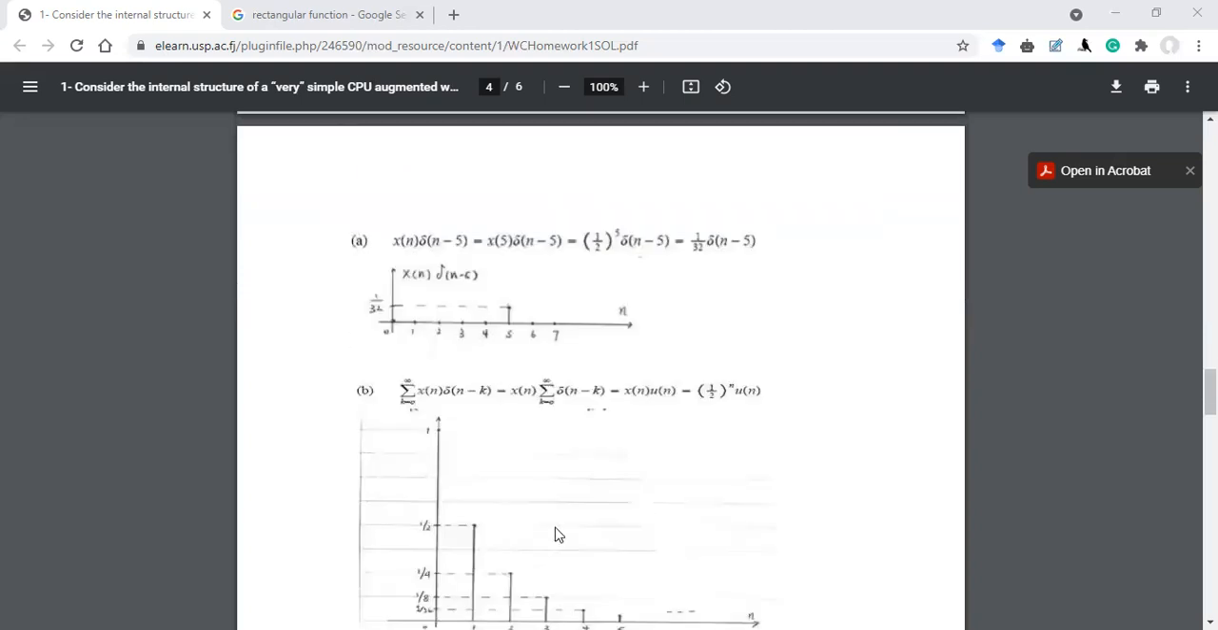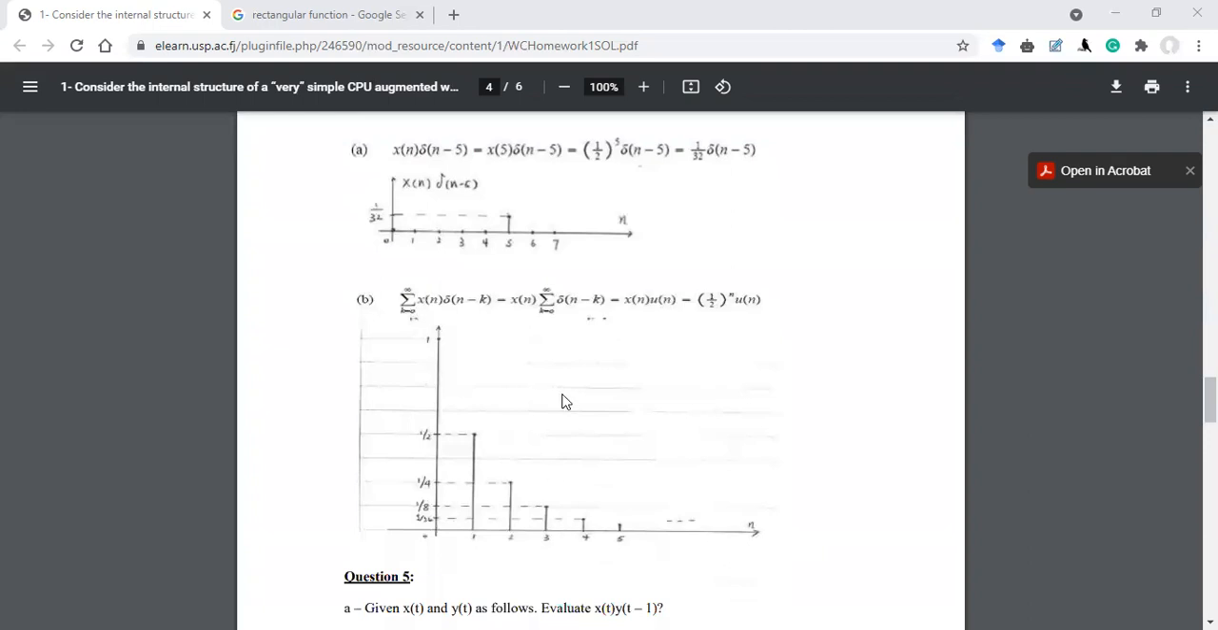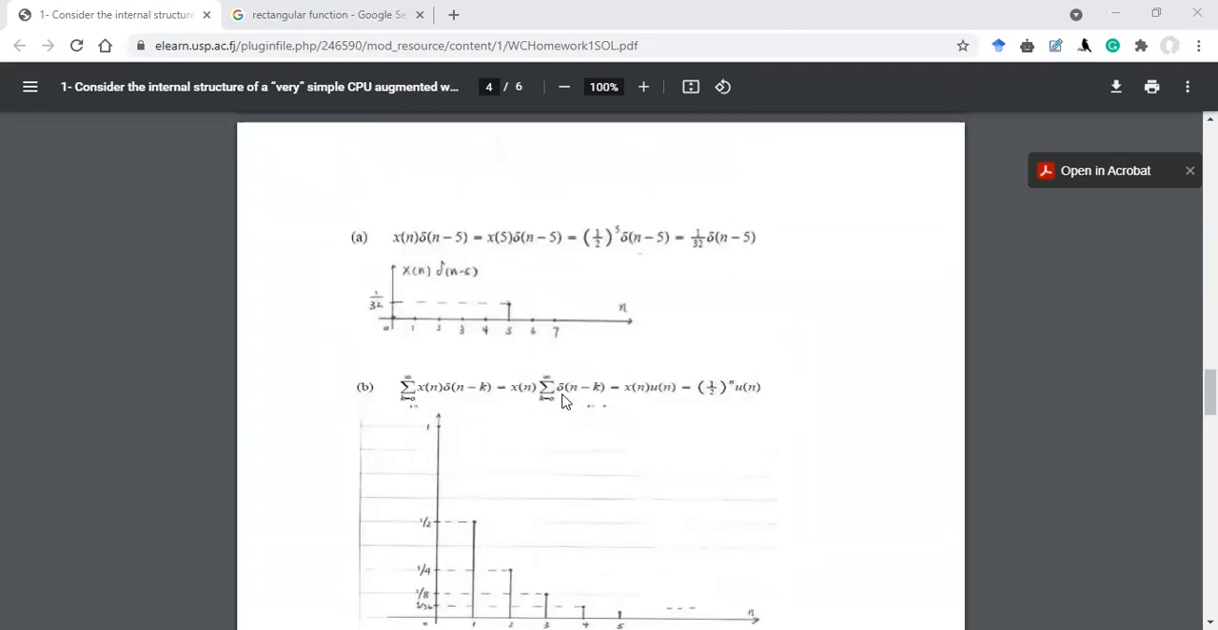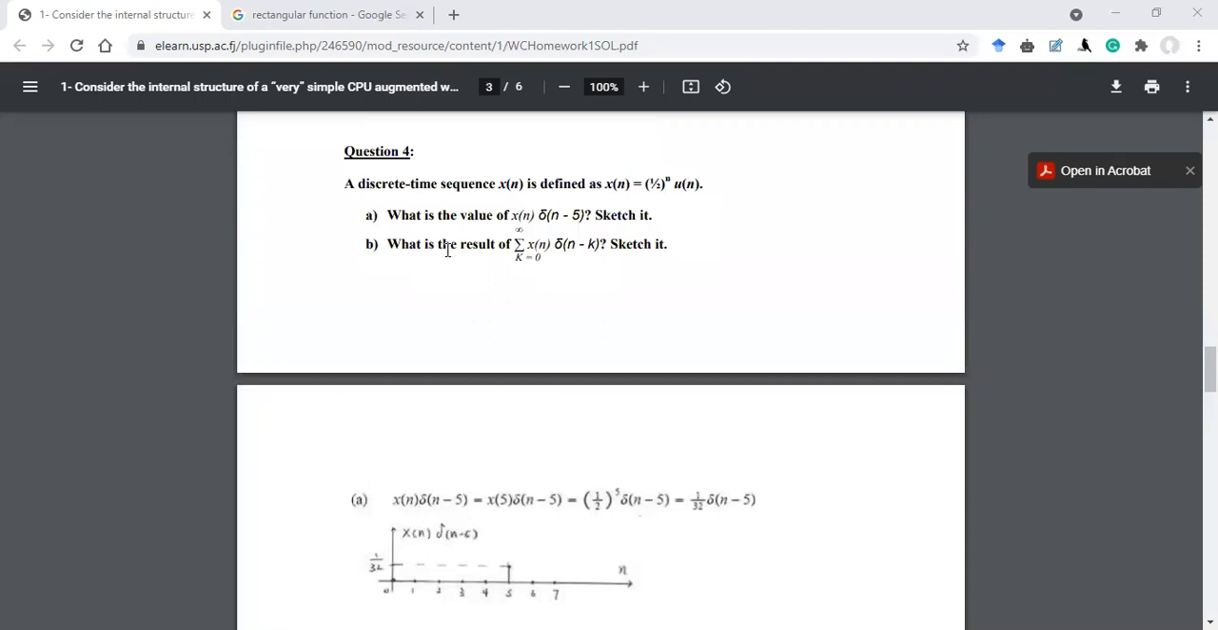Now going on to the next part of this question, it says: what is the result of the summation of x of n multiplied by delta n minus k, from k is equal to 0 till k is equal to infinity? By observing this, as the k value changes, what happens? Let me just annotate it.